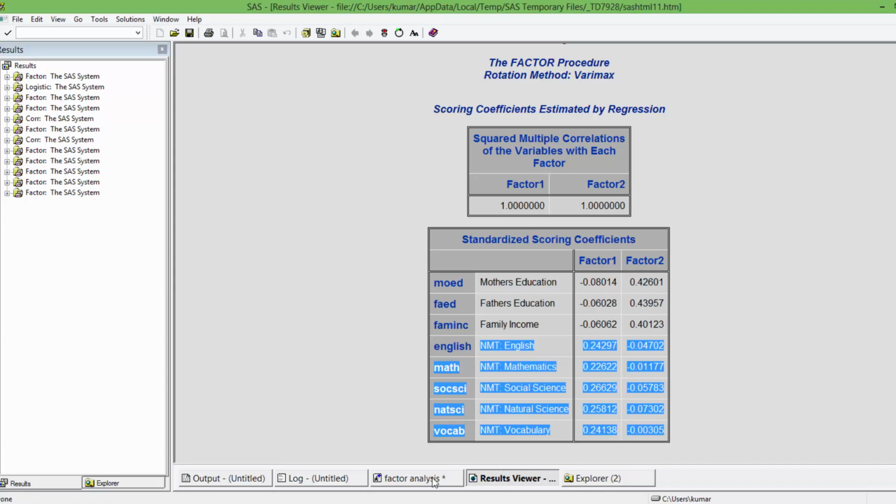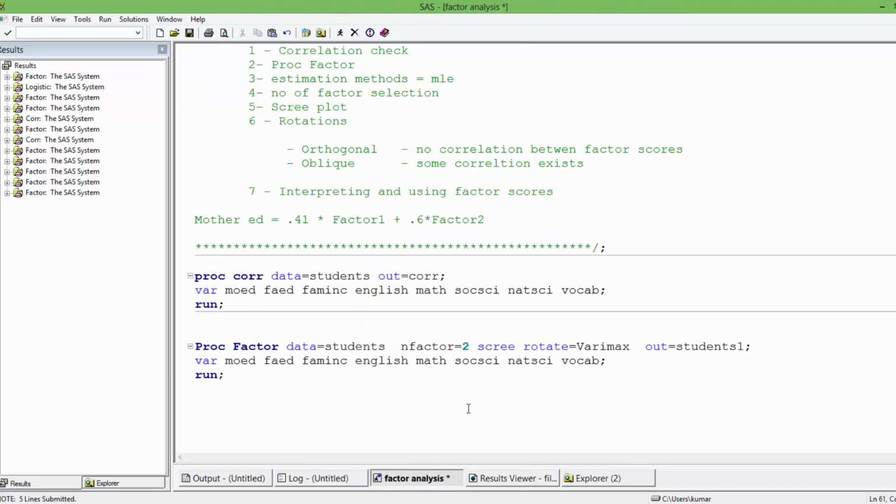The next thing we will learn is how we interpret these factors, because if we use factor 1 and factor 2 in the model, nobody is going to understand what a factor 1 is and what a factor 2 is. So how do we give a name that is understood by everyone? If we are going to explain this model to somebody else, we need to give a name to factor 1 and factor 2.